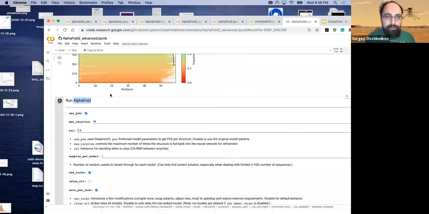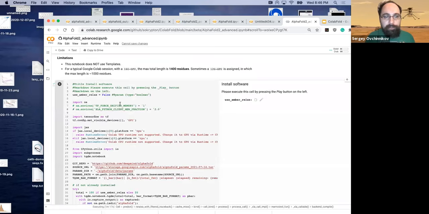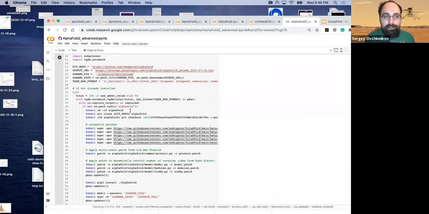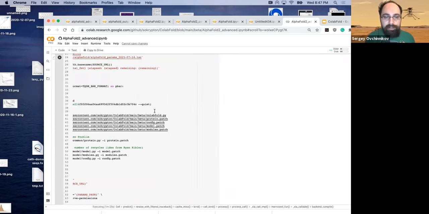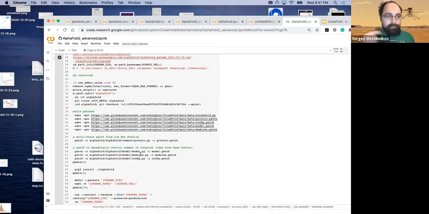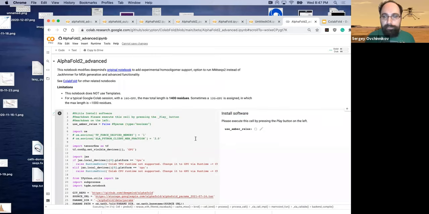If you guys are curious, in the installation, what happens is we download the AlphaFold source code. Then I download a series of patches, and I apply these patches to the models to be able to introduce this thresholding. So that's a modification we made to AlphaFold.